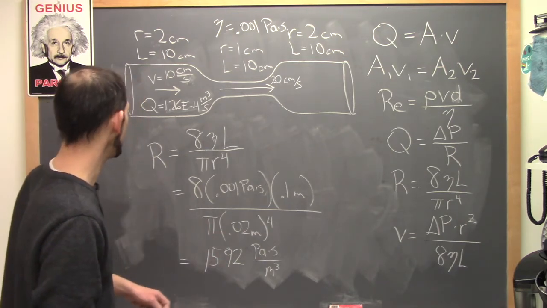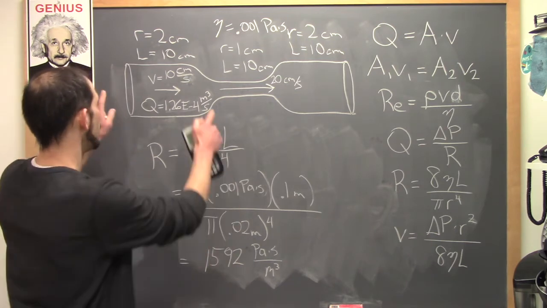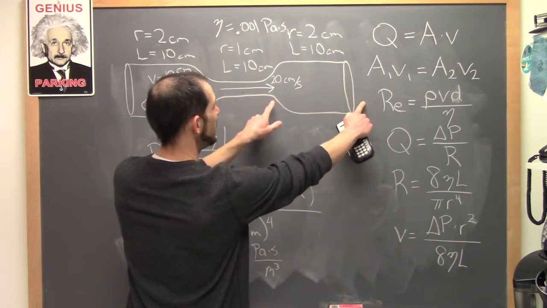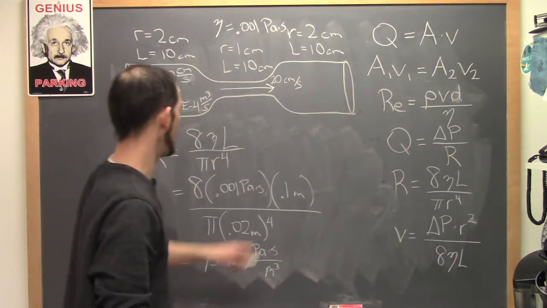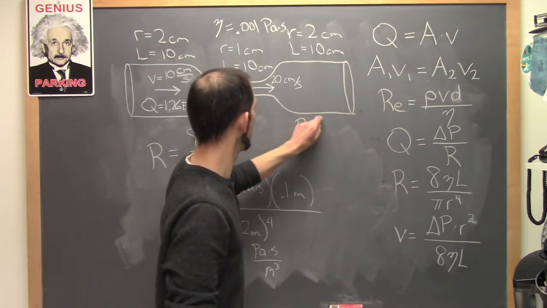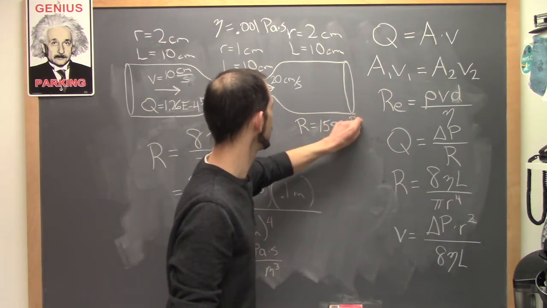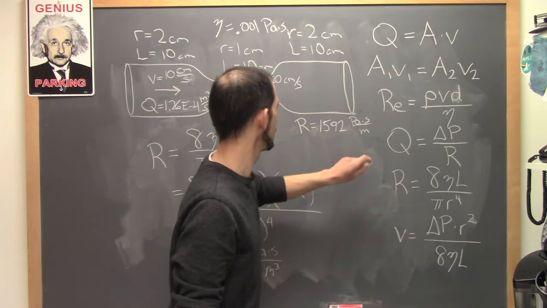So 1592 is our resistance. It's going to be the same resistance in this section since it's the same length. This is basically an equal resistor over here. So R equals 1592 pascal seconds per meter cubed.